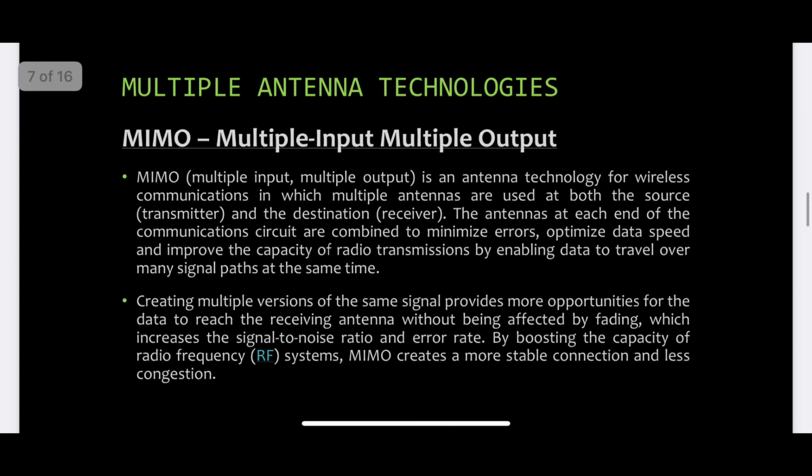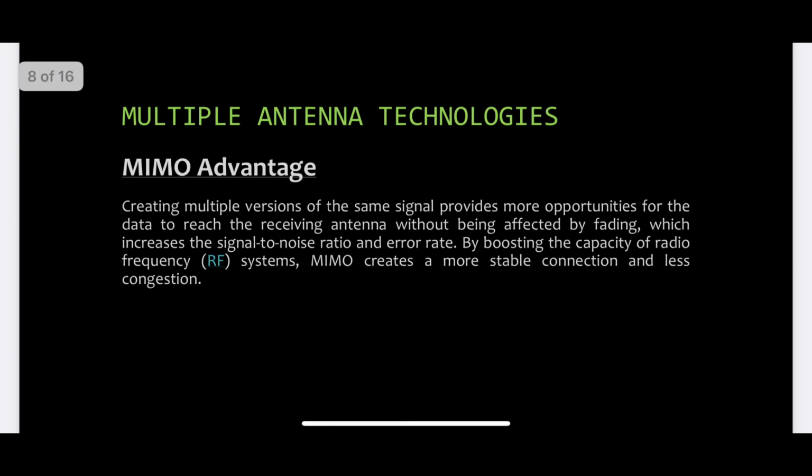Also, creating multiple versions of the same signal provides more opportunities for the data to reach the receiving antenna without being affected by fading, which increases the signal-to-noise ratio and reduces the error rate. By boosting the capacity of radio frequency systems, MIMO creates a more stable connection and less congestion. So that's basically our advantage of utilizing MIMO antenna technologies.